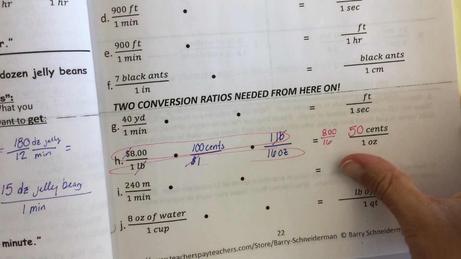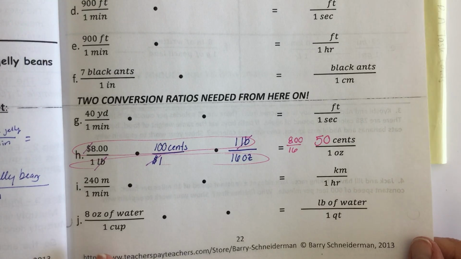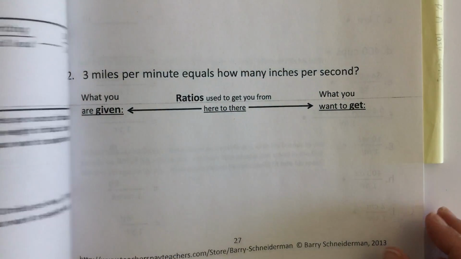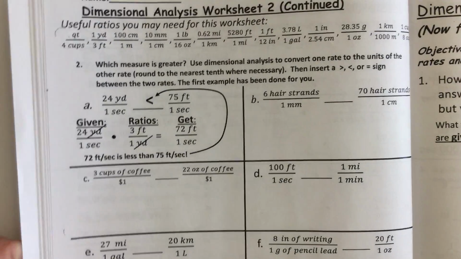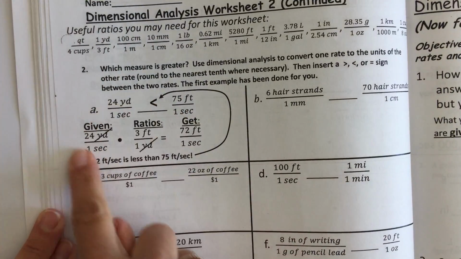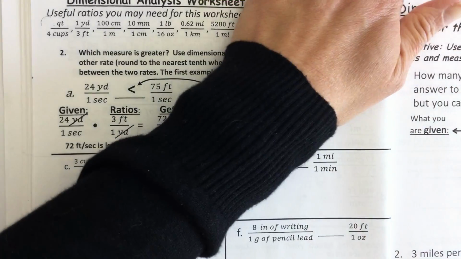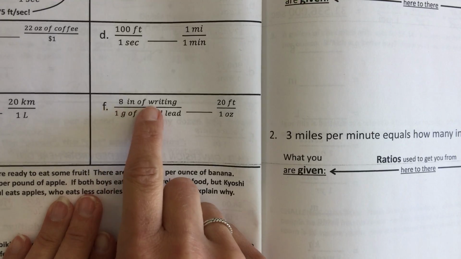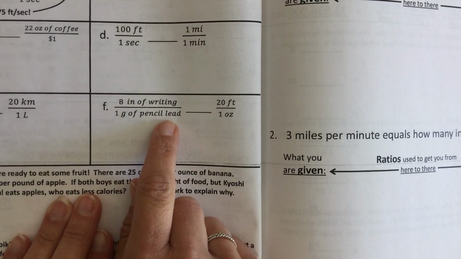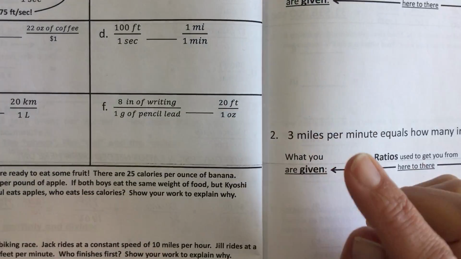Okay. Now let's go to the other side. I'll do one with you from the other side. Is there any questions on this one? Okay, so I gave an example for you here, but sometimes it's nice to see an example live as well. So, pick a letter. F? Okay. So we are going 8 inches of writing per 1 gram of pencil lead, and we have to compare 20 feet of writing to 1 ounce of pencil lead.